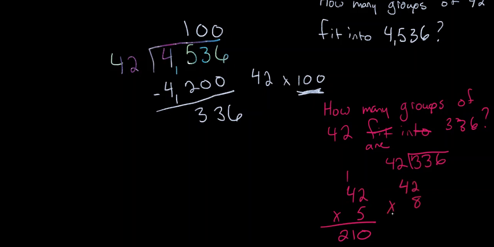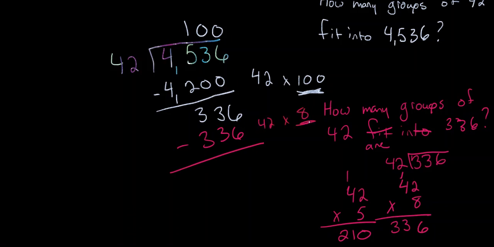42 times 8. 8 times 2 is 16. Carry the 1. 4 times 8 is 32 plus 1, 336. So I'm going to move that over here. Minus 336. And then I'm going to write right here, 42 times 8. So right there is my next partial quotient. I'm going to bring that up, and then I'm going to go ahead and subtract and realize I have nothing left over. So I have no remainder, okay?